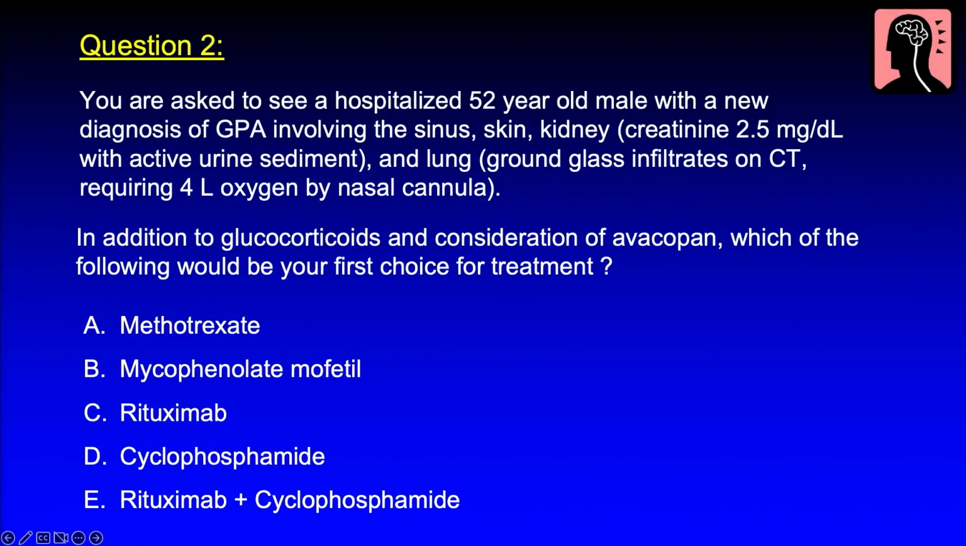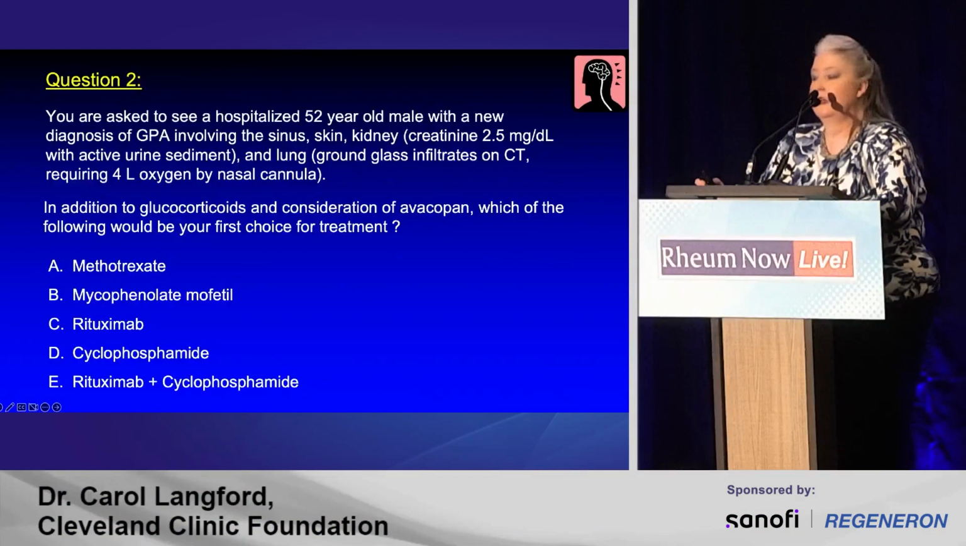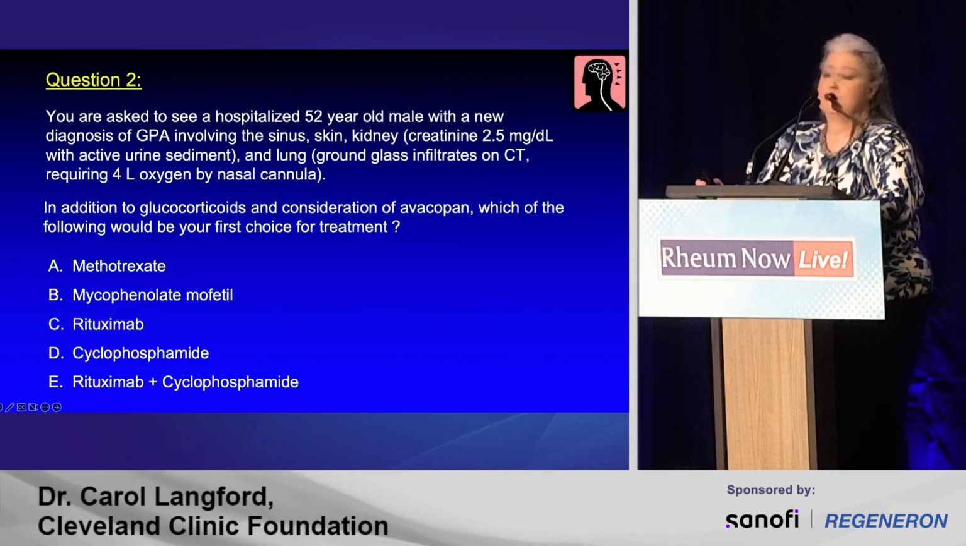So let's go on to a different patient. You're asked to see a hospitalized 52-year-old male with a new diagnosis of GPA involving the sinus, skin, kidney with a creatinine of 2.5 milligrams per deciliter with an active urine sediment, and lung manifestations with ground glass infiltrates on computed tomography, requiring supplemental oxygen. In addition to glucocorticoids and consideration of avacopan, which of the following would be your first choice for treatment? Would you use methotrexate, mycophenolate mofetil, rituximab, cyclophosphamide, or a combination of rituximab and cyclophosphamide?